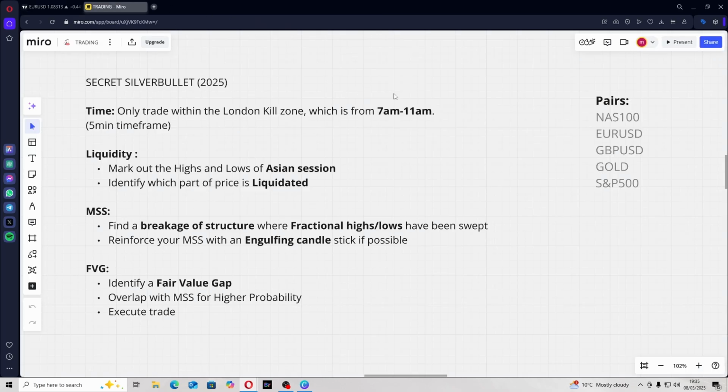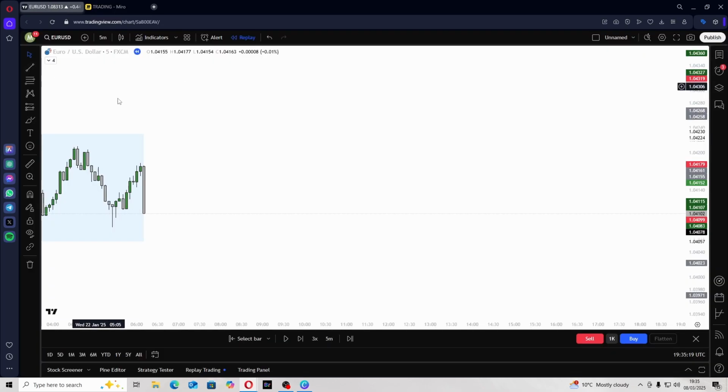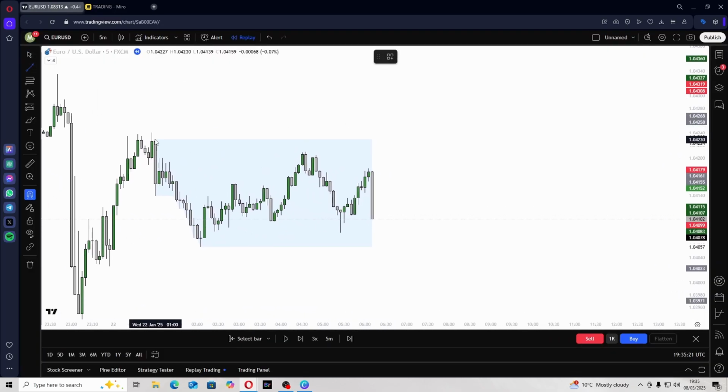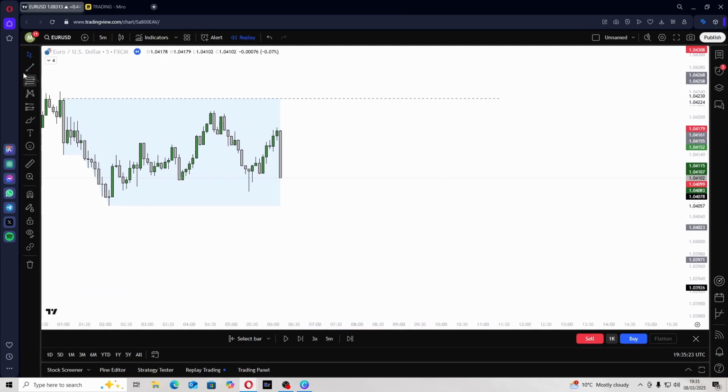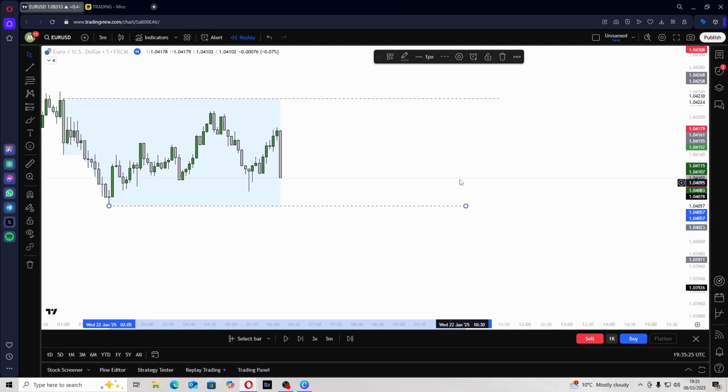So what you're going to be doing is only trading within the London kill zone, which is from 7 a.m. until 11 a.m. on the 5-minute time frame, okay? You need to mark out the highs and lows of the Asian session. So you can see that right here, the liquidity, we need to mark out the highs and the lows. So what we're going to be doing straight away is marking out the highest point and the lowest point right here.